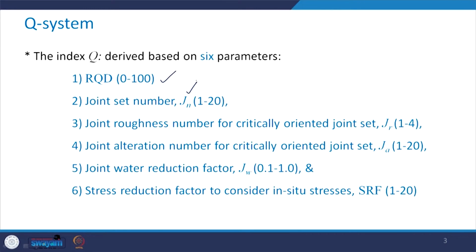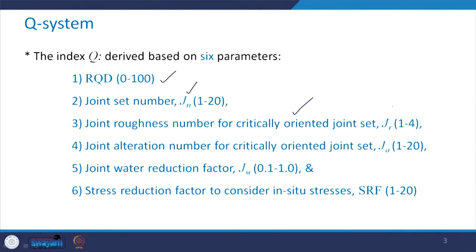Third one is joint roughness number, and here we have to take this for the critically oriented joint set, because in a rock mass you have seen that you can have more than one joint set. So, the joint set which is critically oriented with respect to the structure, the roughness should be taken corresponding to that joint set. So, it is the roughness JR which can take the rating between 1 and 4.